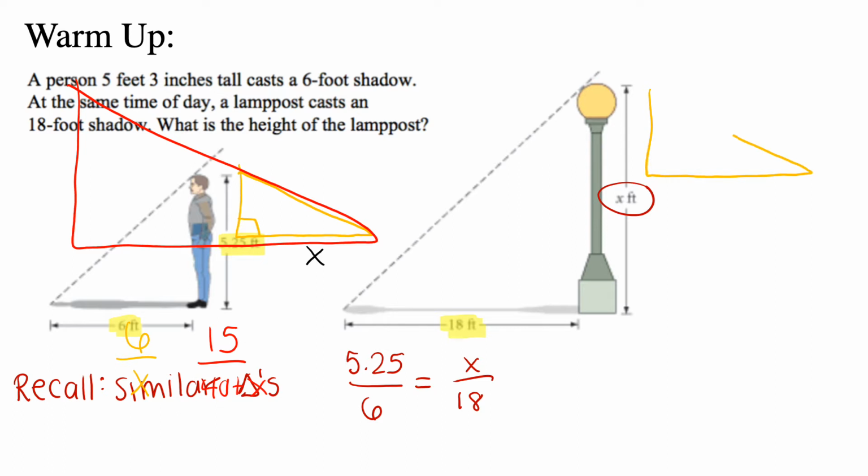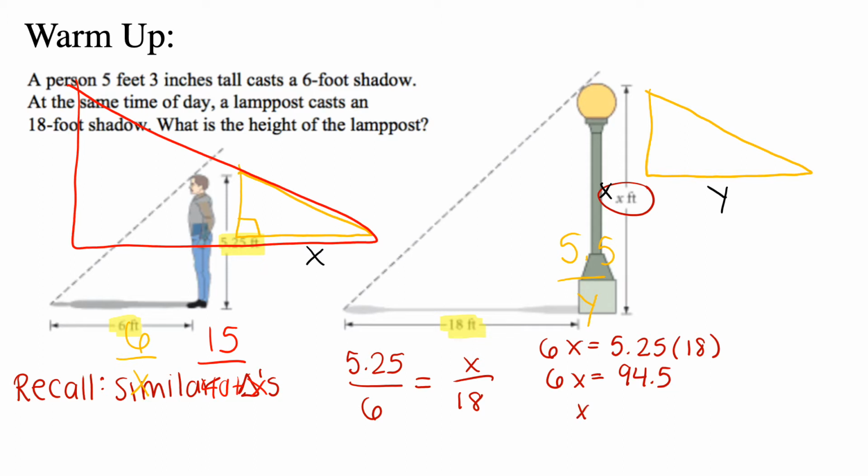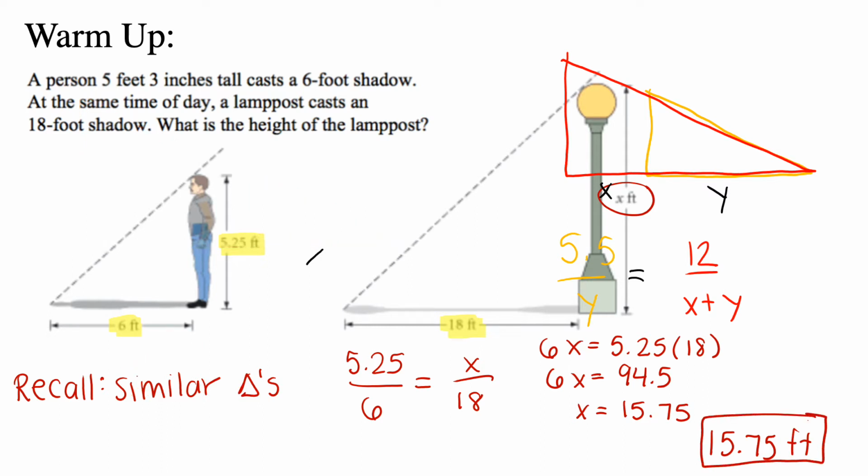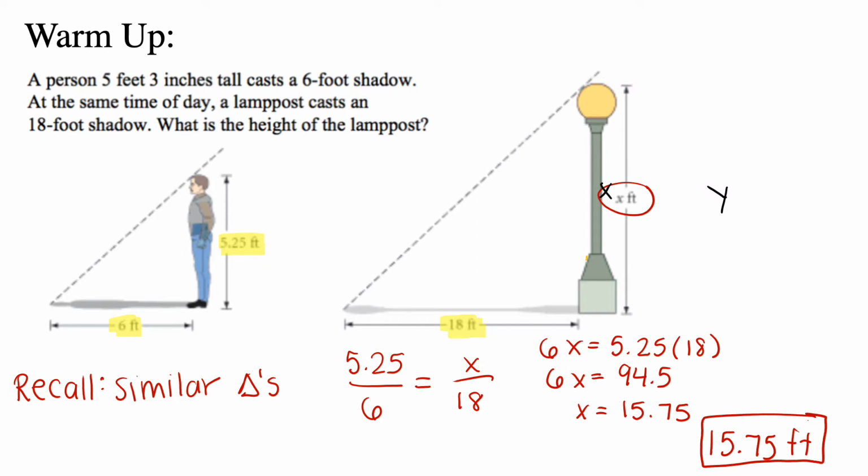From here, we can cross multiply, so we have 6x equals 5.25 times 18. So 6x equals 94.5. So we're left with x equals, dividing by 6 on both sides, 15.75. So the height of our lamppost would be 15.75 feet. Just a quick warm-up, as similar triangles are going to be really important as we move through this lesson.